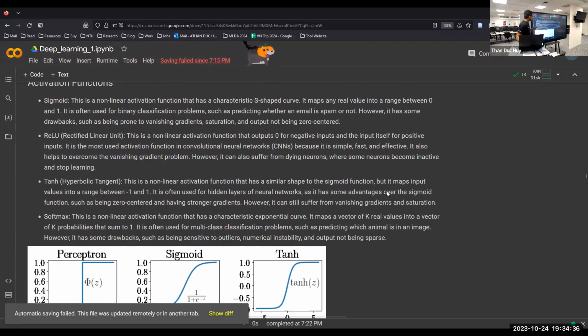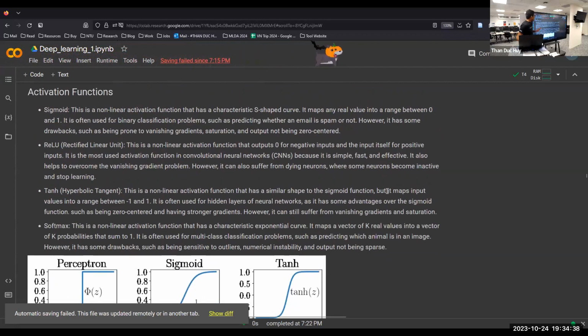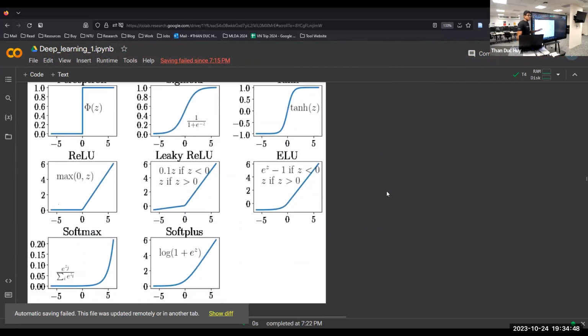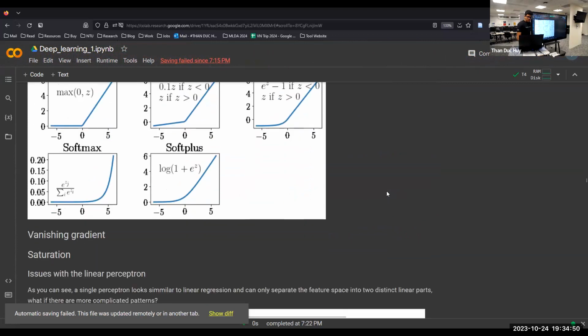These functions do have some issues, but we will not be going into them. You can read about it later. There's some interesting stuff: vanishing gradients, saturation, and we will be touching on that in later workshops.